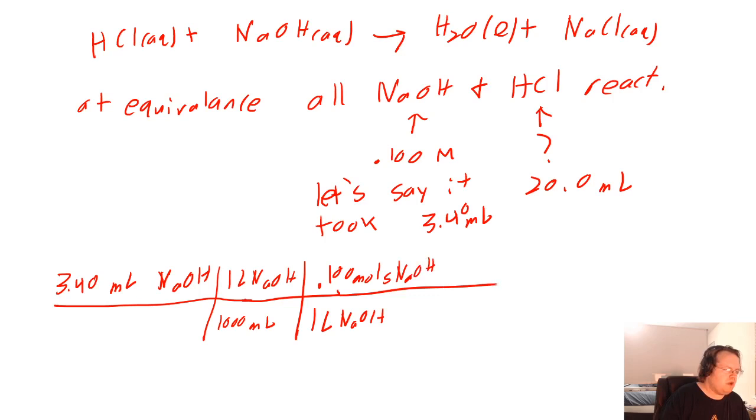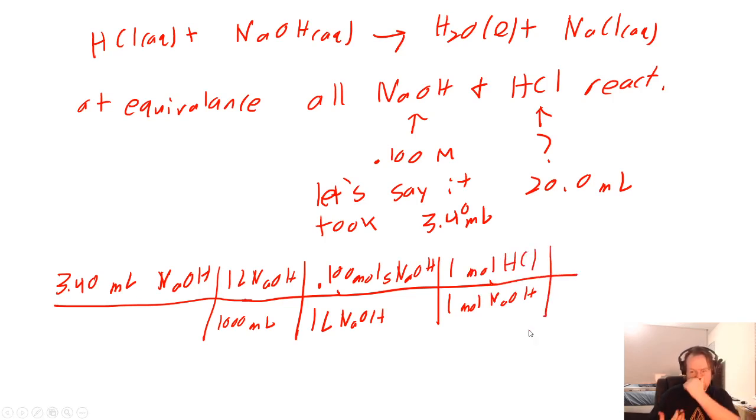Now, we don't want sodium hydroxide, though. We want to know about the HCl part of the sample. So for the HCl, for every mole of NaOH, you get 1 mole of HCl. Please note, you have to do this step because it's not always 1-to-1.